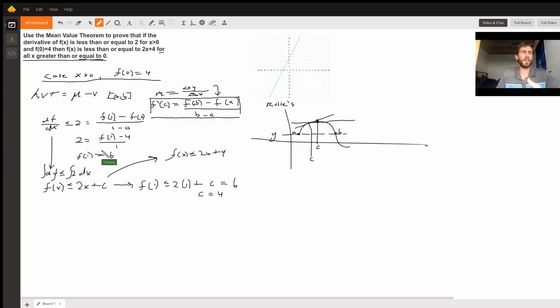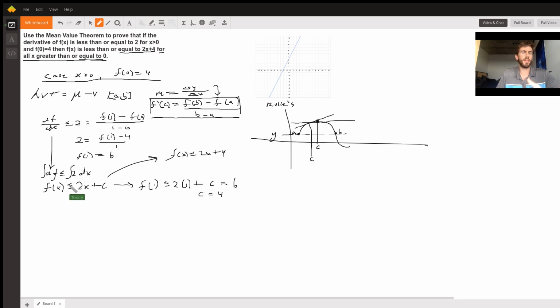Now what we can also do is we can take this, come down here, and multiply both sides by dx. So we get df is less than or equal to 2 dx. And then I integrate both sides with an indefinite integral. And remember, indefinite integrals are integrals where there are no bounds on each of the ends, okay? So when we integrate, we get f of x less than or equal to 2x plus some constant. And this is where we're coming up with the function right here.